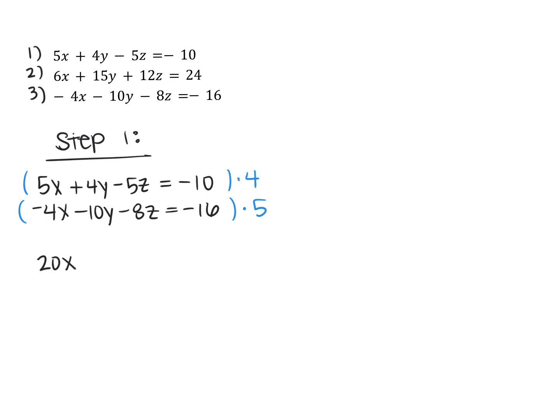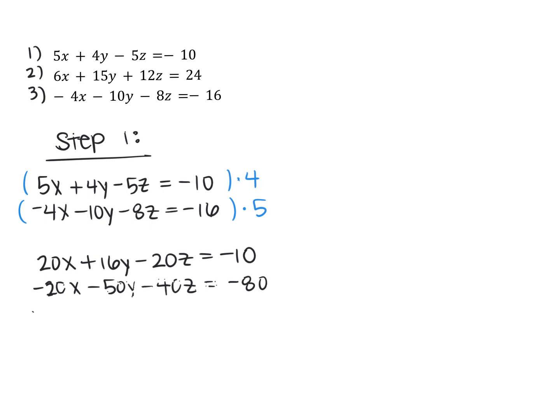So we get 20x plus 16y minus 20z equals negative 10. And then we have negative 20x minus 50y minus 40z equals negative 80. Add the equations together. The x's cancel. We get negative 34y minus 60z equals negative 90.